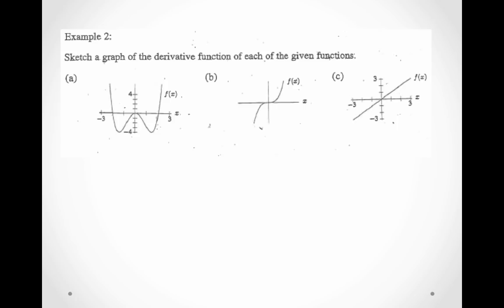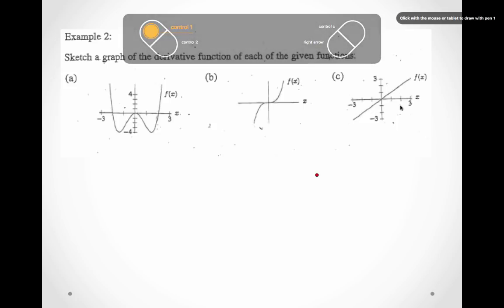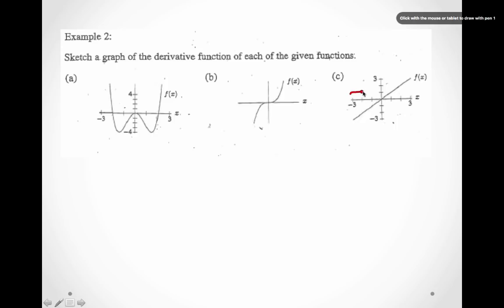Sketch the graph of the derivative function of each of the given functions. Same thing. I'm actually going to start with C because what's the slope of the one on the right? I believe the slope of the one on the right is 1. What's the derivative of y equals x? It's y equals 1. We should have a horizontal line where y is 1. If you think about the next one, it looks like I get 0 right in the middle. It's a point of inflection.